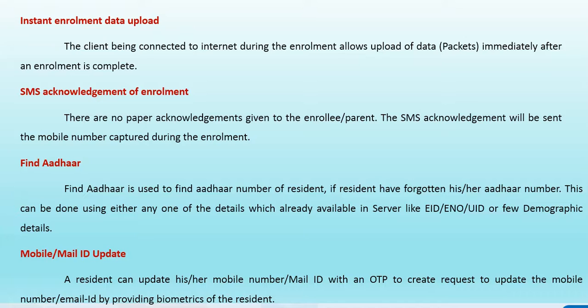So as I said already, the find Aadhaar facility is useful to find the Aadhaar number of the resident who has lost or forgotten their Aadhaar details. So they can provide any details like EID, ENO or UID. UID is nothing but the Aadhaar number. So they can provide the Aadhaar number, or they can provide EID, or they can provide ENO. ENO is nothing but the first 14 digits of the EID, which we call ENO. So using these three details we can find the Aadhaar number of the resident, or we can find the details of the residents which were given in the previous enrollment.